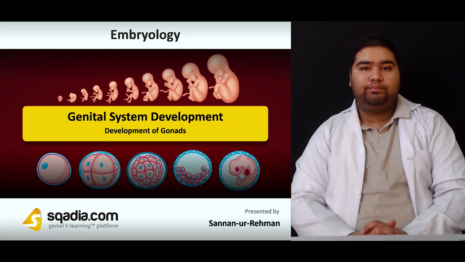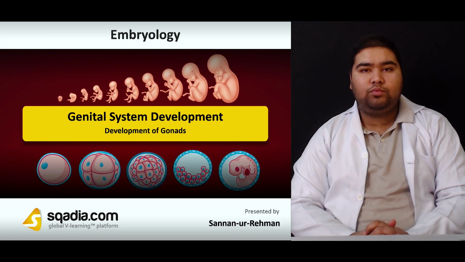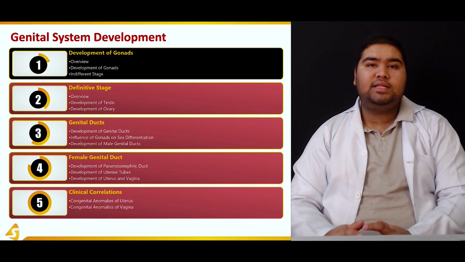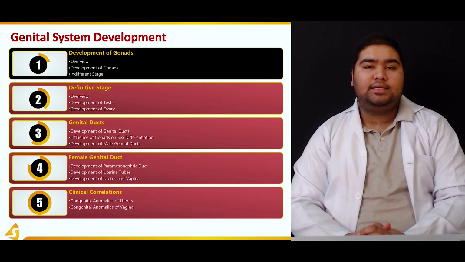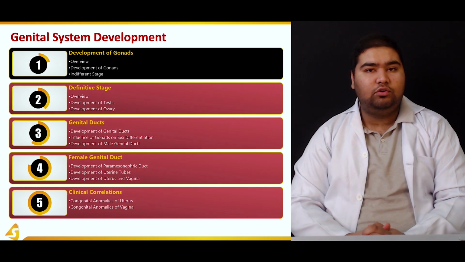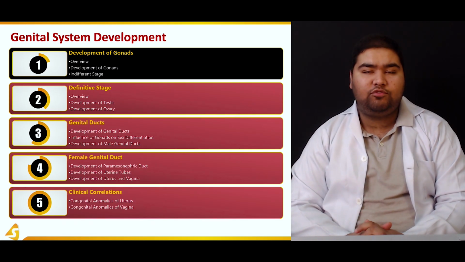Hello everyone. We're talking about the genital system development, and in this section we'll talk about the development of the gonads. So this section has been divided into three subsections. In the subsections we'll first have the overview. In overview we'll talk about the development of these gonads, and we'll see how these gonads actually form.